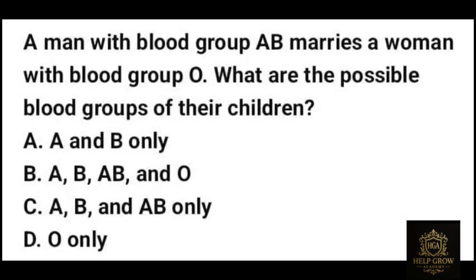Question 4 says, a man with blood group AB marries a woman with blood group O. What are the possible blood groups of their children? Option A, A and B only. Option B, A, B, AB and O. Option C, A, B, and AB only. Option D, blood group O only.